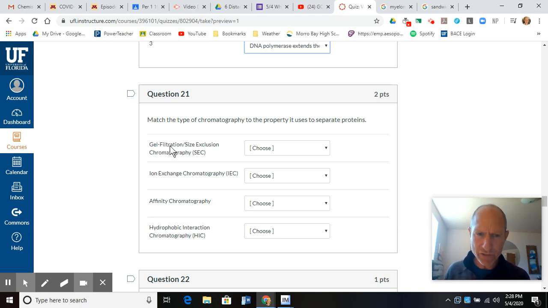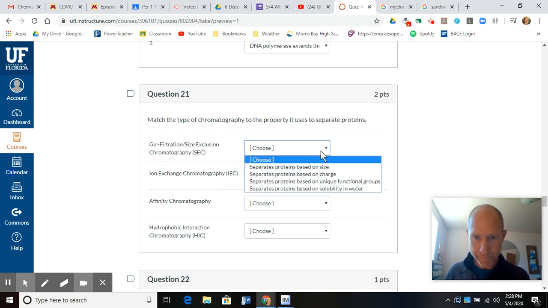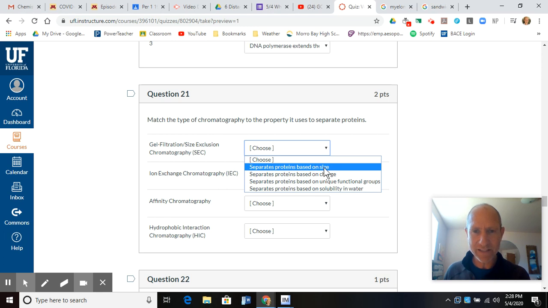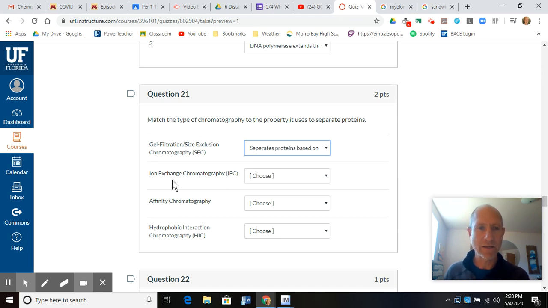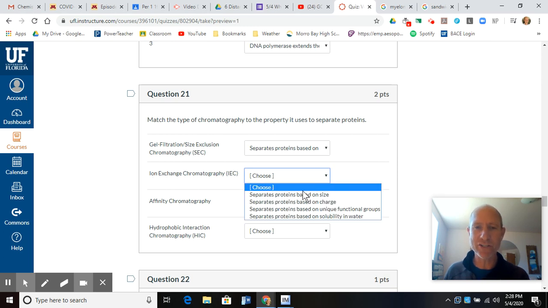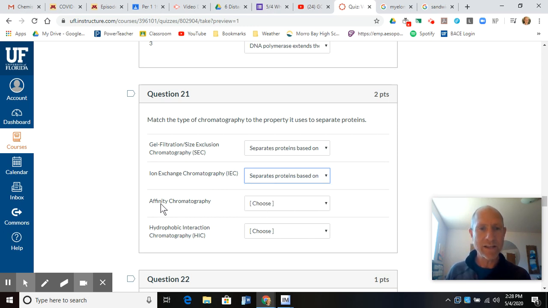So gel filtration / size exclusion chromatography. Well, look at this. Size, booyah. We don't need to see any more. Ion exchange chromatography. You know, ions are charged, so we look for something with ions or charge. Boom, charge, boom.